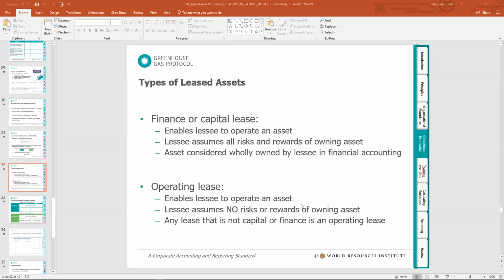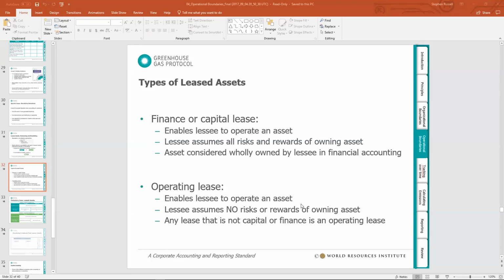And just looking at types of leased assets, first of all, the first type of lease is a capital or a finance lease, and this type of lease enables the lessee to operate an asset and also gives the lessee all of the risks and rewards of owning that asset. In a capital lease, the lessee has use of the asset over most of its useful life, and assets leased under a capital or a finance lease are considered wholly owned assets in financial accounting and are recorded as such on the balance sheet.